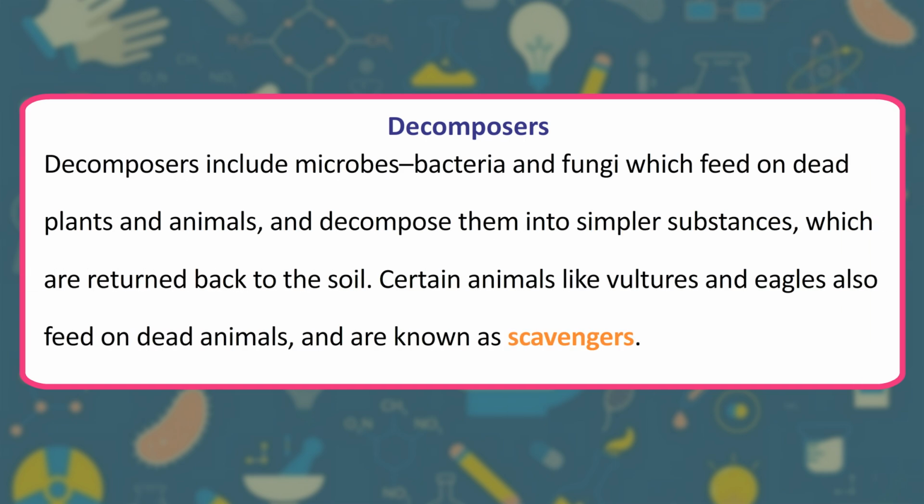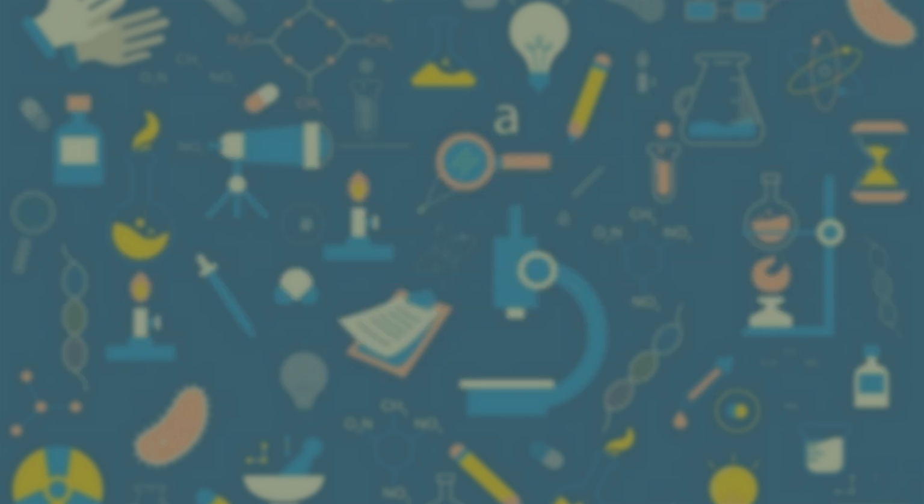Decomposers. Decomposers include microbes, bacteria and fungi which feed on dead plants and animals, and decompose them into simpler substances, which are returned back to the soil. Certain animals like vultures and eagles also feed on dead animals, and are known as scavengers.